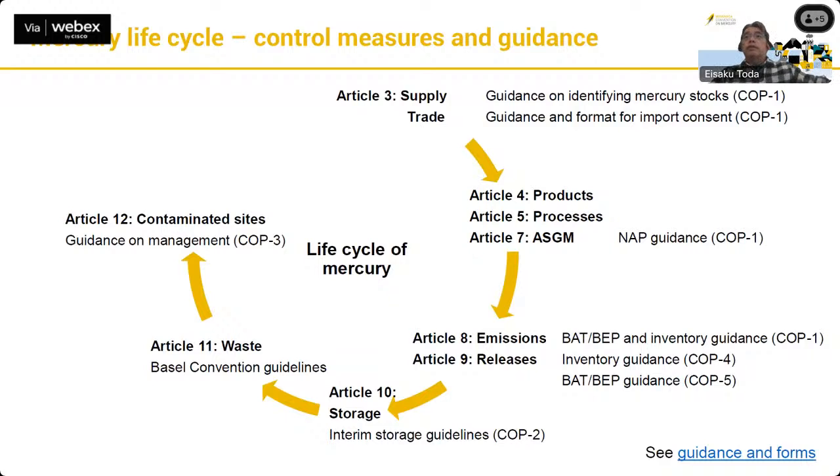So throughout this life cycle, Article 3 to Article 12 address these life cycle stages, and different guidance documents have been developed by the Conference of the Parties. With regard to the emissions to air, the guidance on best available techniques and best environmental practices, and also the emission inventory guidance, was adopted at COP1 in 2017. For releases, it took a bit of time, and the inventory guidance was adopted at COP4 in 2022, but the BEP guidance was adopted at COP5 in 2023.